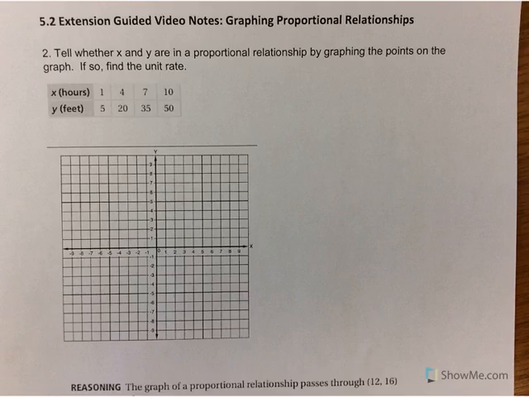Here again, tell whether the x and y are proportional. So again, make sure that you write out the ordered pairs. X always comes first, y always comes second, and then do your graphing, and then answer that question, do they form a proportion? If the line crosses through the origin and it's a straight line, then your answer is yes. If it doesn't have one of those two criteria, then your answer would be no.